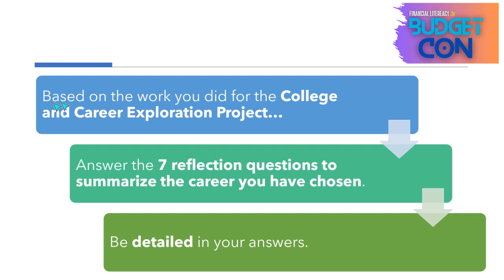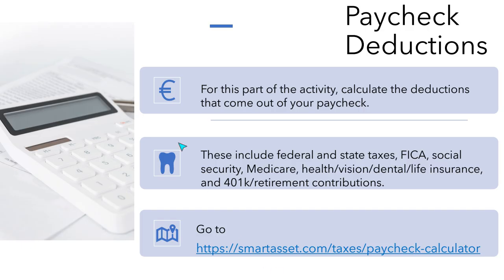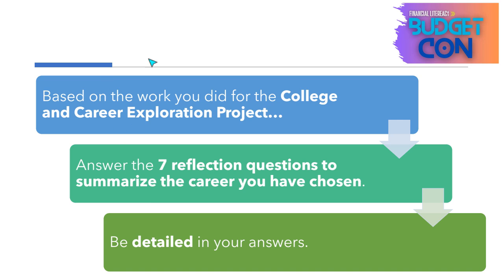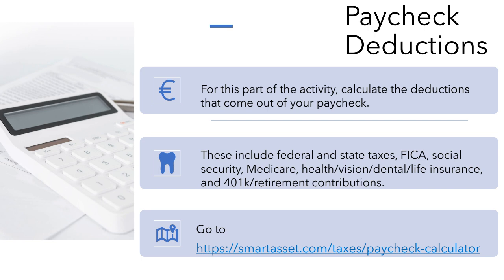All right. So again, based on the work you did for the college and career exploration project, you will answer the 7 reflection questions to summarize the career you have chosen, and you'll be detailed in your answers. Then you will move forward to paycheck deductions.